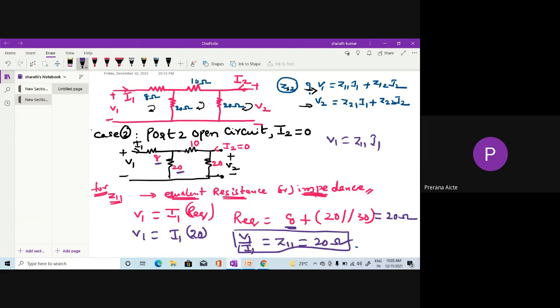From this circuit, the other parameter you are going to achieve is the Z21 value also. So look at how to find Z21.